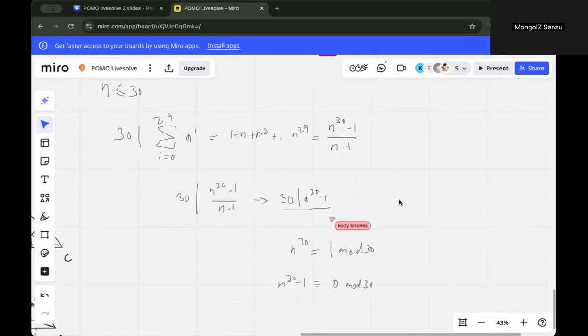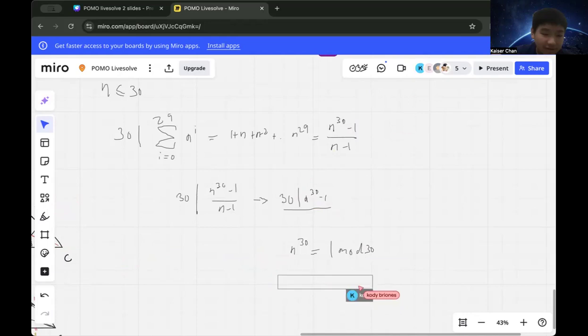Is that right? Wait, I legitimately forgot the solution. Oh, yes. It is not mod 30. FLT only works for primes, right? Yeah, it only works for prime numbers. Oh, yeah, sorry, sorry. Okay.